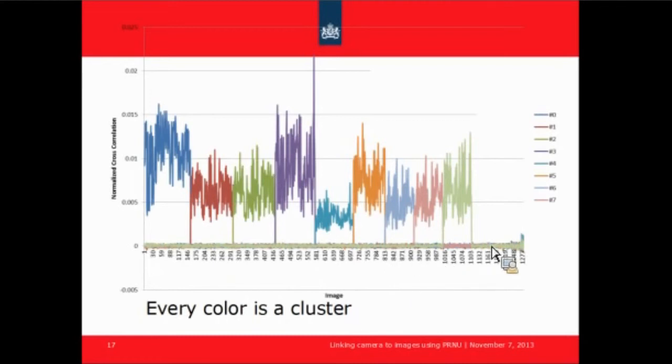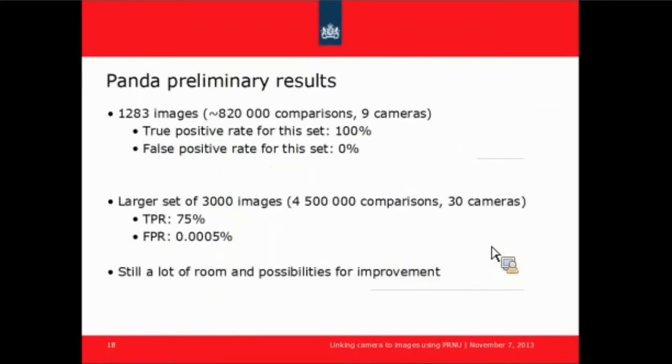So in this cluster we had 9 cameras. In total we had 1283 images, which means about 820,000 comparisons. The true positive rate we found was 100%, so we found that every image that belonged to a certain camera was indeed found to be of that camera. We also had 0 false positives.